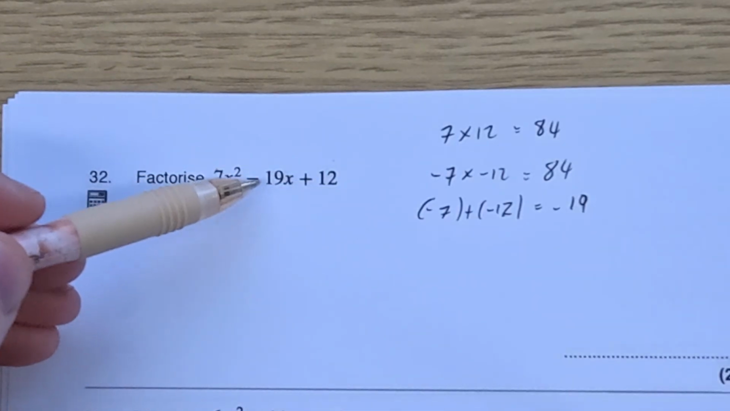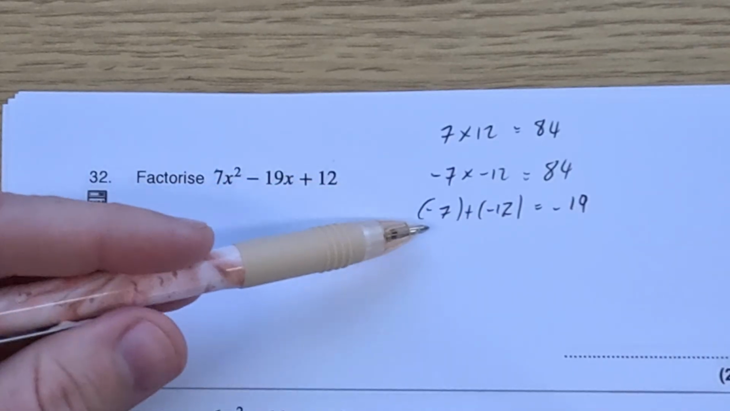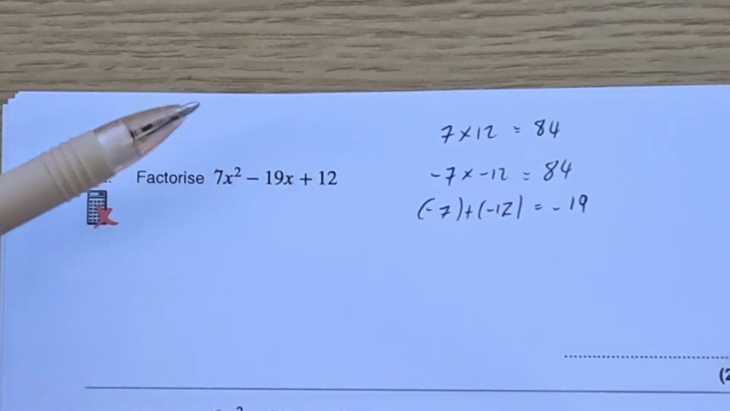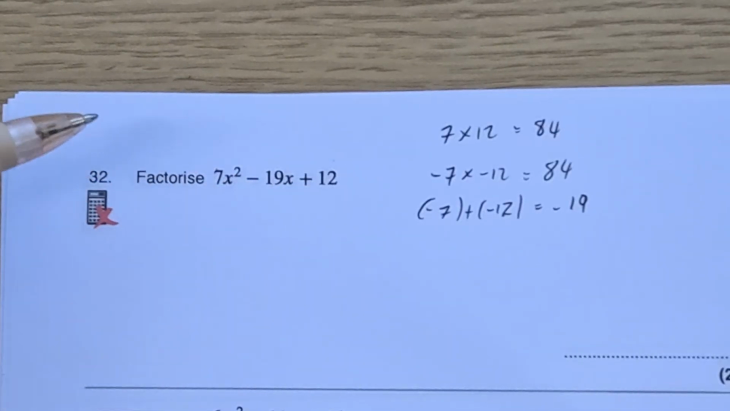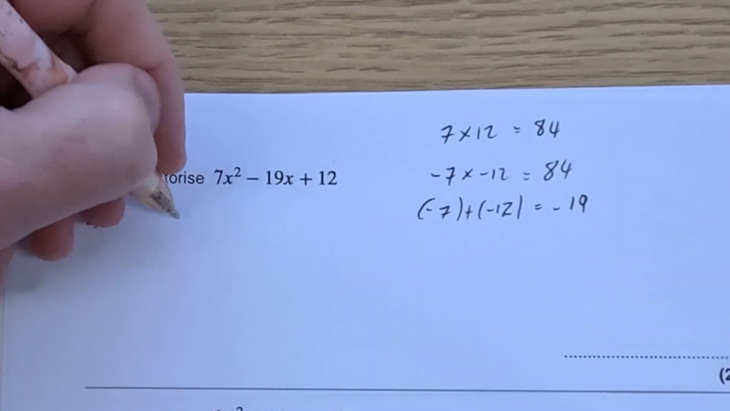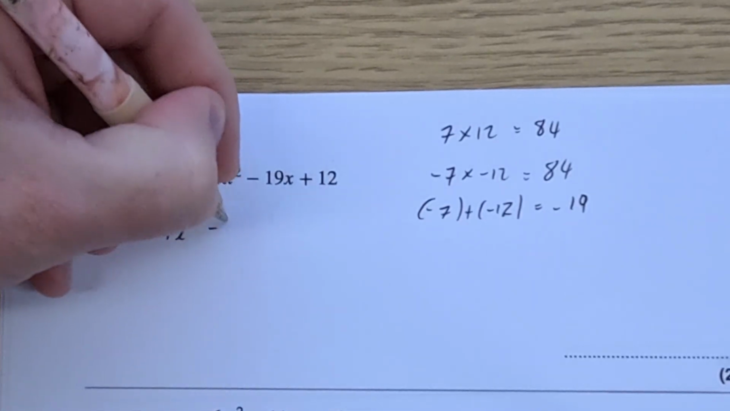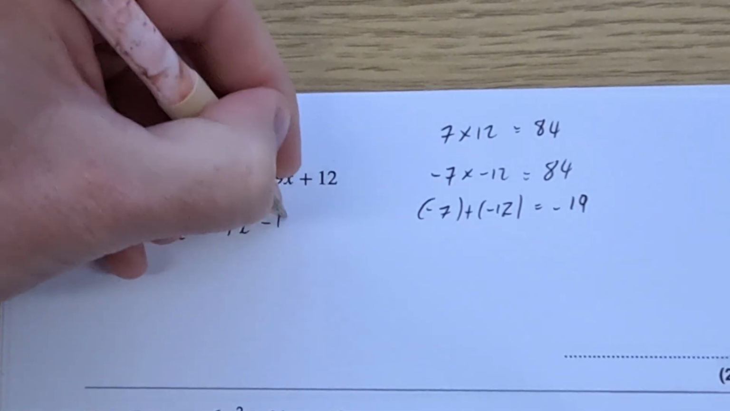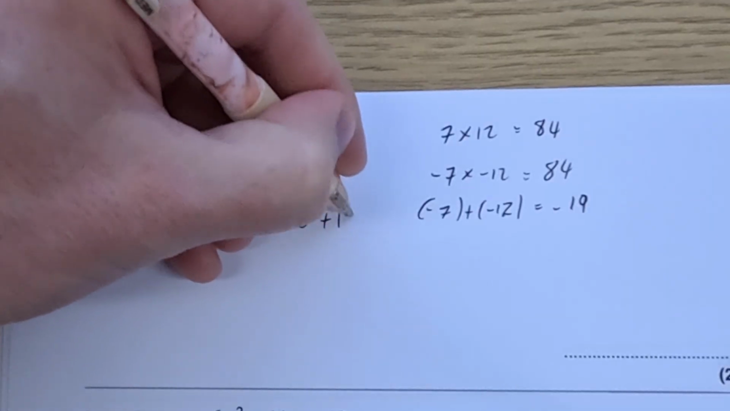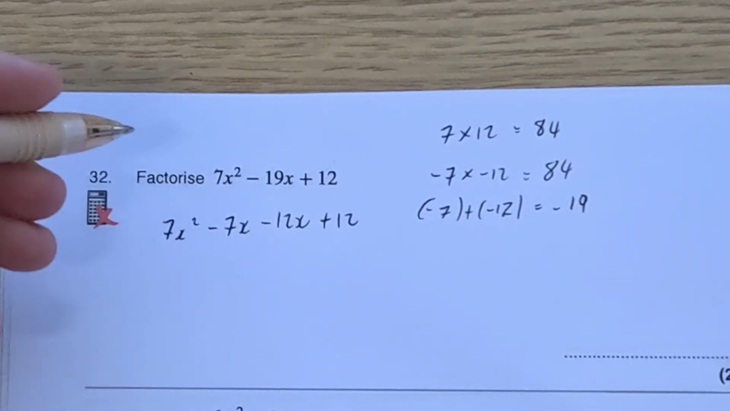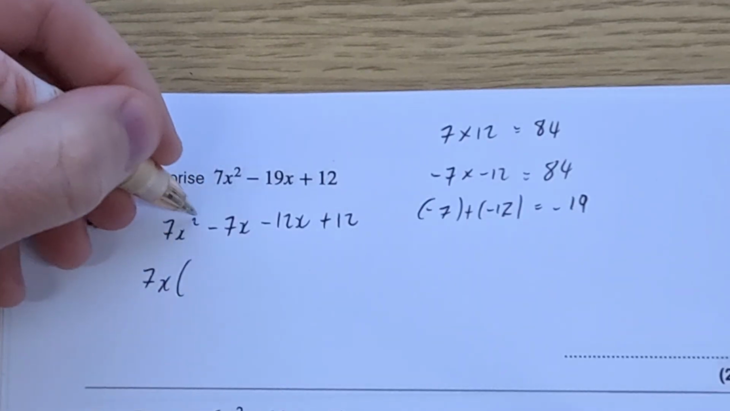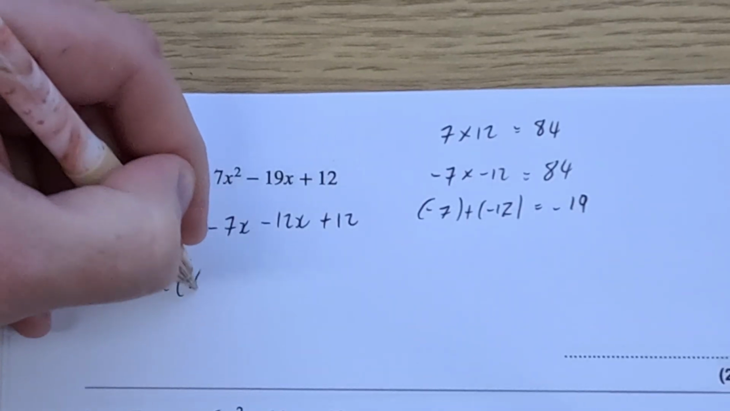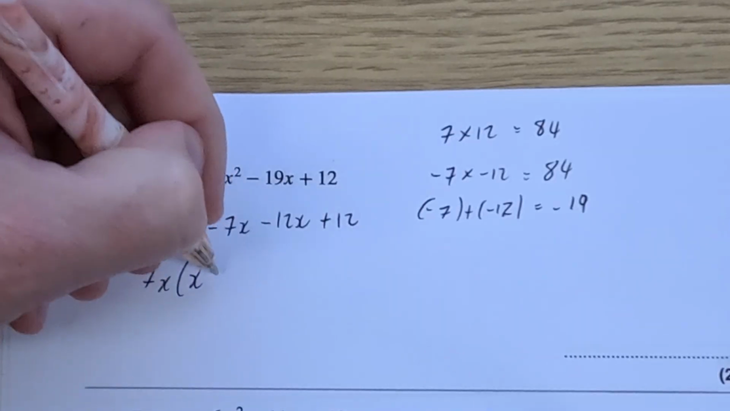Okay, now we're going to split this minus 19x up into minus 7x and minus 12x. Unfortunately, they're both negative, so whenever we're dealing with the second factorization, we're going to have to take out a negative. So I'm going to put the 7 on this side, so we're going to have 7x squared minus 7x, and then minus 12x, and then plus 12. Okay, so let's factorize the first two terms. Let's take 7x out there, so 7x, and then in brackets. 7x squared divided by 7x would just be x, and then minus 7x divided by 7x would be minus 1, close brackets.